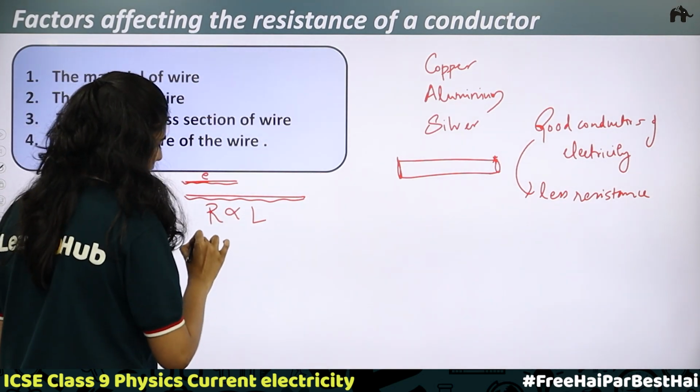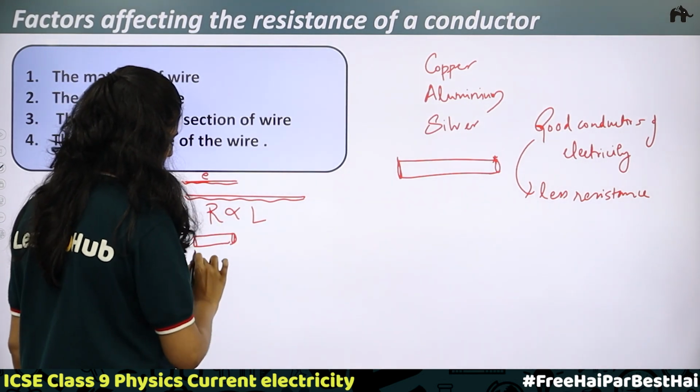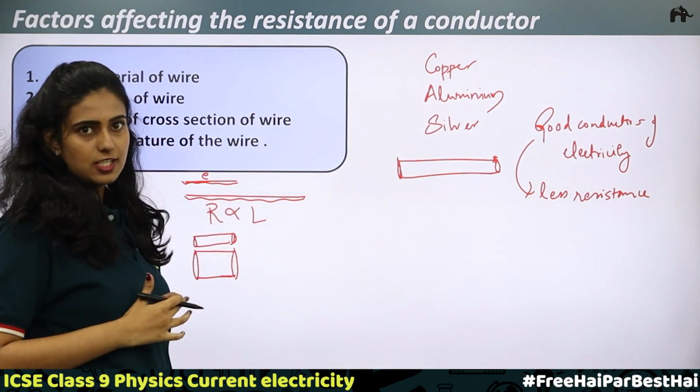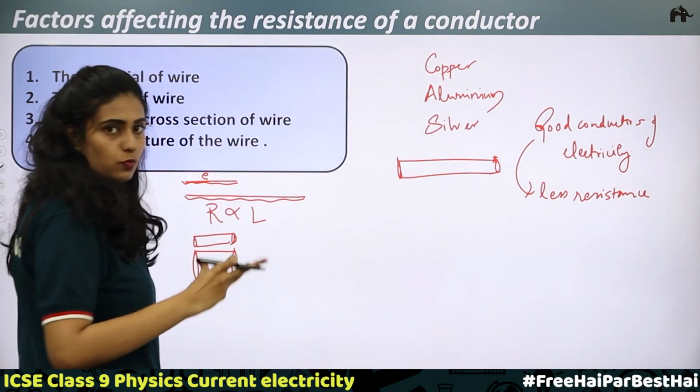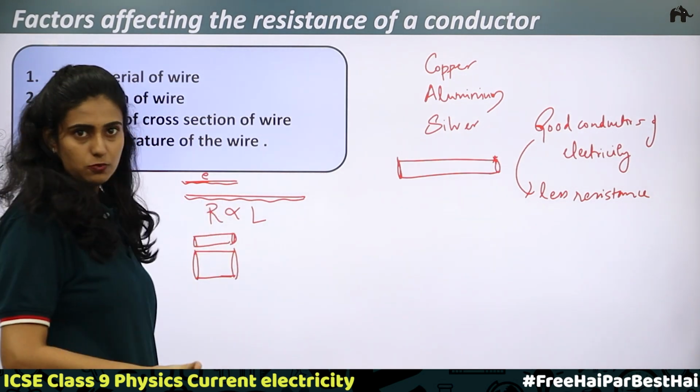Now the third point is the area of cross section of the wire. Two wires you are taking. This is your first wire, and this is your second wire. Let's say they are of equal length. You can see the area of cross section has increased, which means the space in which the electrons move is increasing. Electrons have got more space to move in this case.